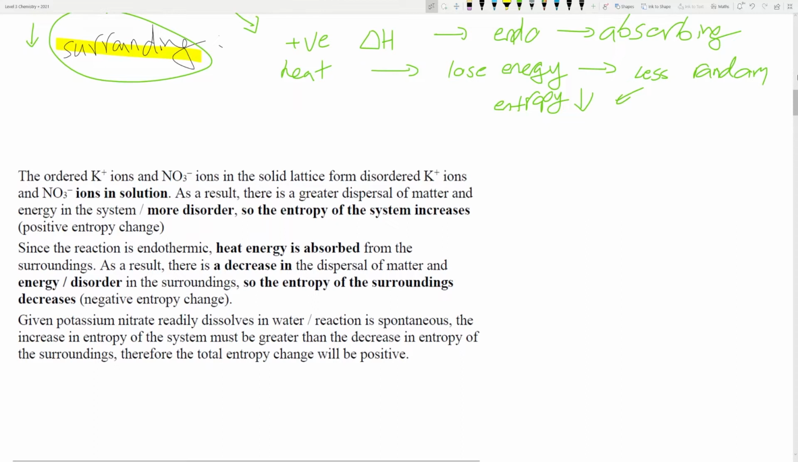And here's the answers. As you can see, the first paragraph is explaining about the system. You're going from, you know, ions. You're producing ions from solids.